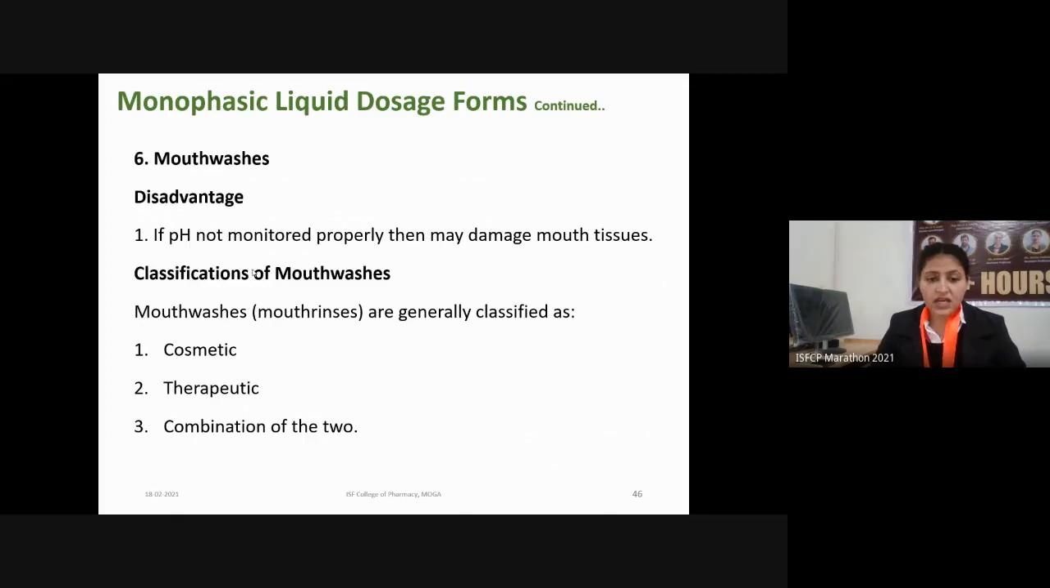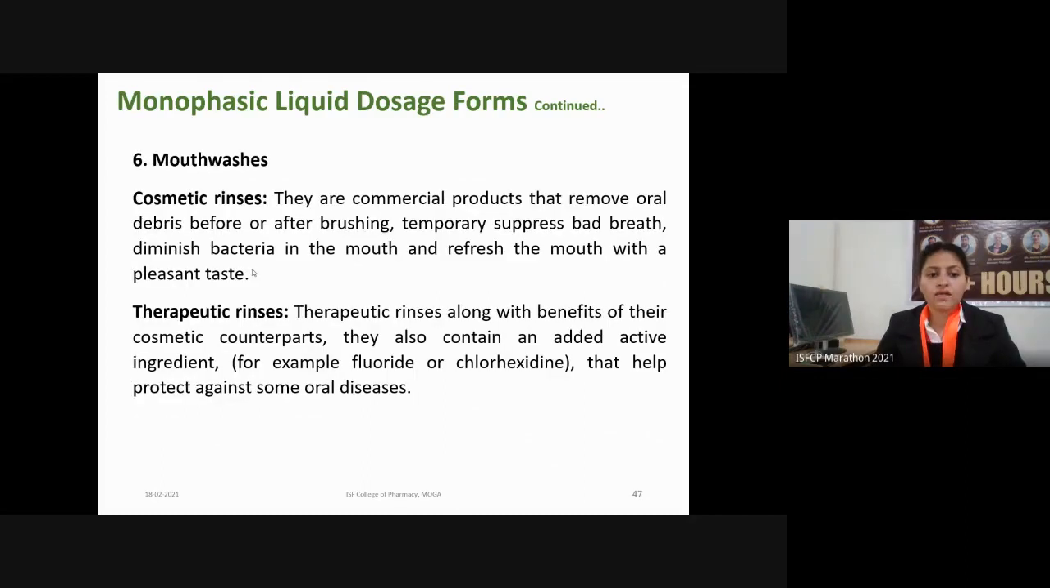Now, the classification of the mouthwashes. Mouthwashes are generally classified as cosmetics, therapeutics, and a combination of these two. First is the cosmetic rinses. They are commercial products that remove oral debris before or after brushing, temporarily suppress bad breath, diminish bacteria in the mouth, and refresh the mouth with a pleasant taste.